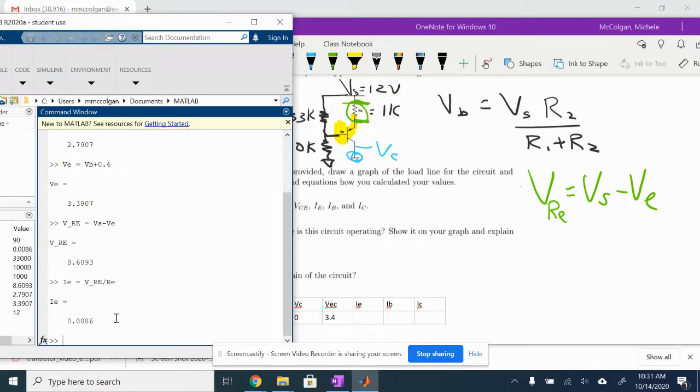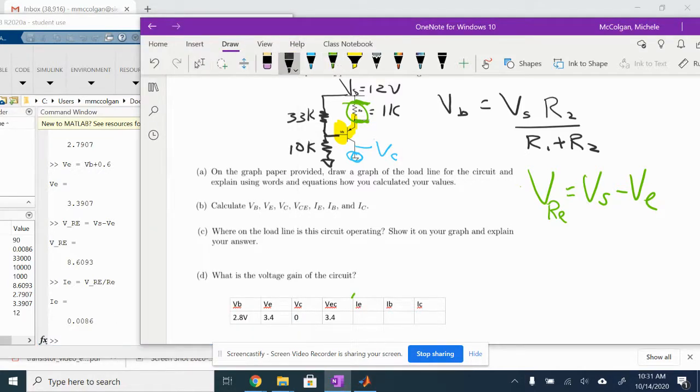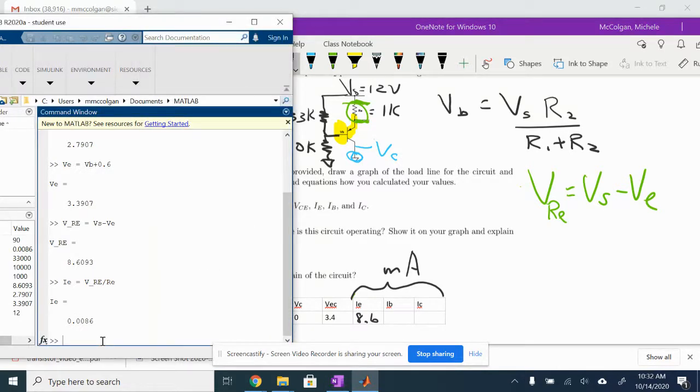So that's going to give me 0.0086. For all of the currents, I'm going to write these in milliamps. So looking at my current over here, this is going to be 8.6 milliamps.